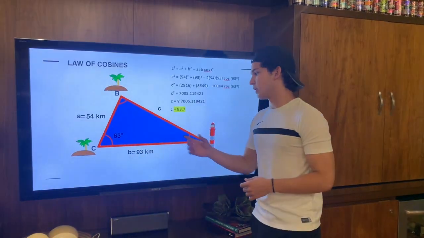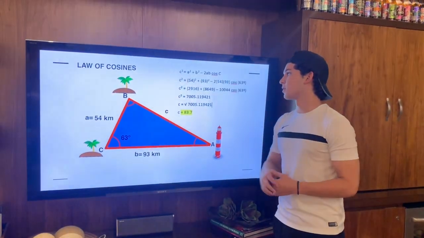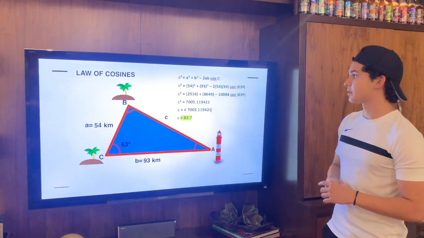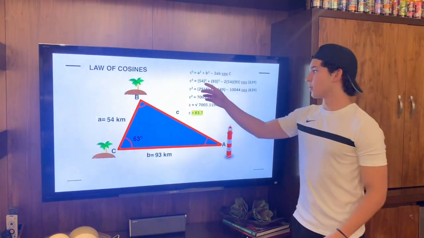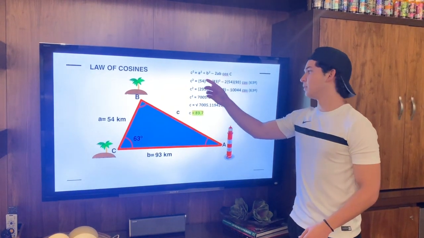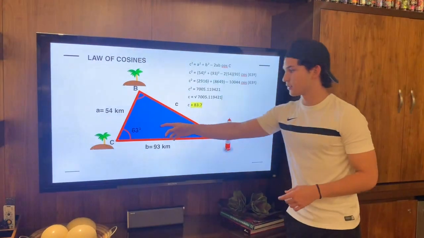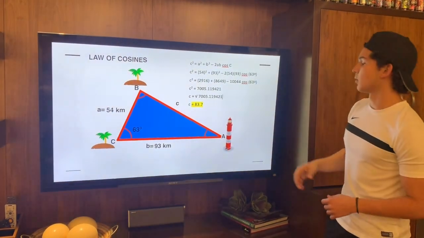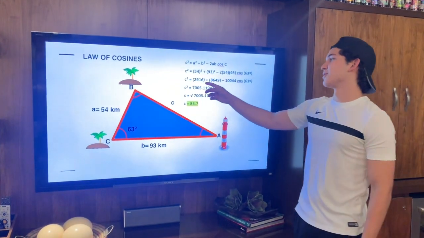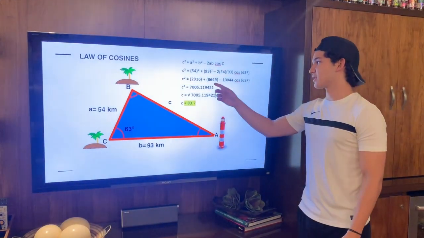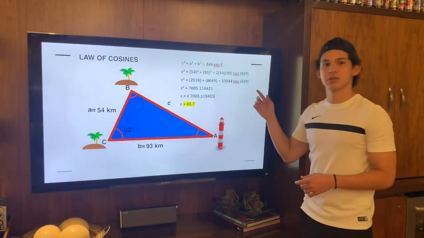Using the law of cosines in our oblique triangle, we need the formula c squared equals a squared plus b squared minus 2ab times cos C. Applying our numbers, 54 covers letter a, 93 covers letter b, and cosine of 63 degrees. So we start multiplying. c squared equals 2,916 plus 8,649 minus 10,044 cosine of 63 degrees.